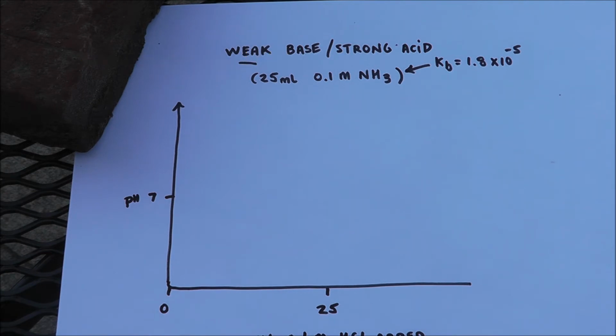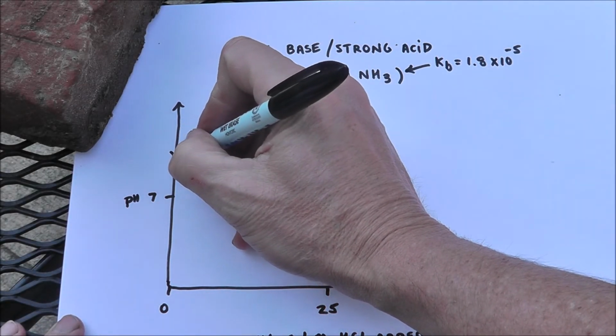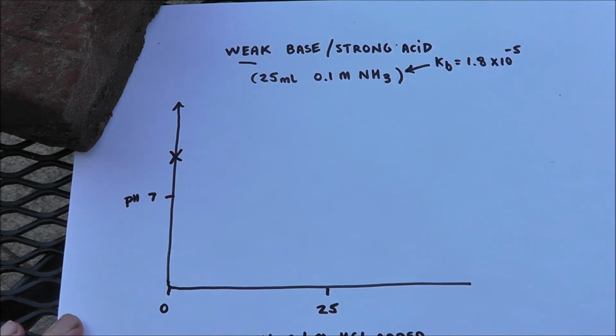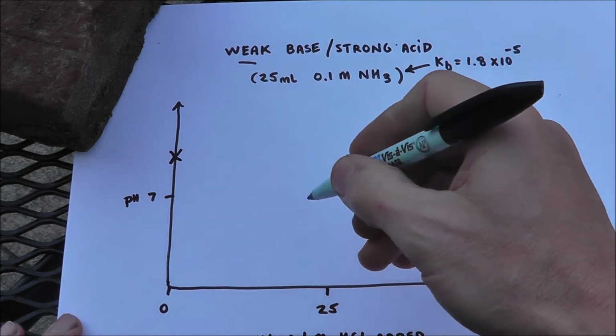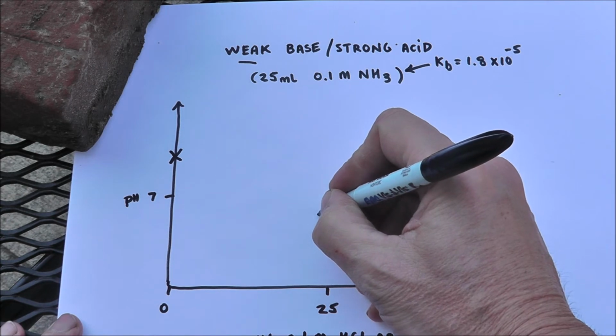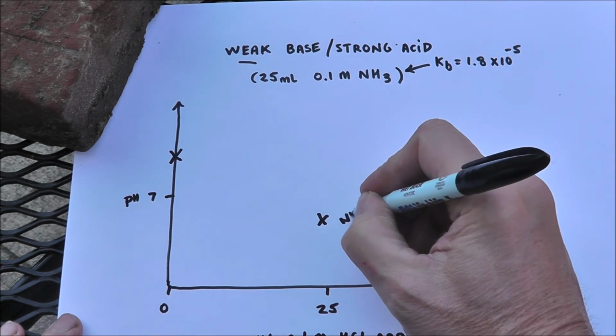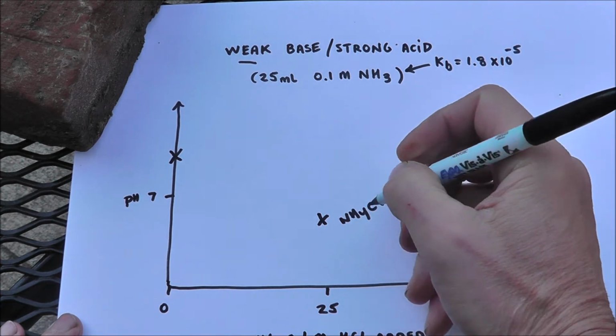So here we go, guys. A weak base is not going to have a pH of 13. We're looking at like 10 point something because it's partially ionized. Now, actually, let's talk about the equivalence point. Here, put it lower than pH 7. Why is that? Because you're going to have ammonium chloride.